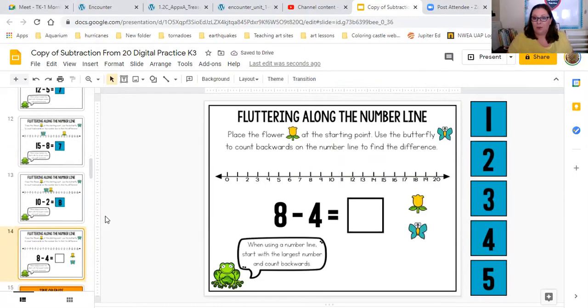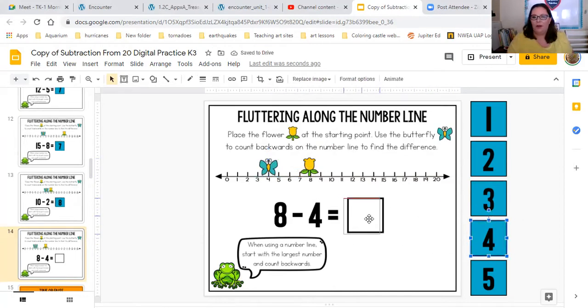And our last one for our review, we have 8 minus 4. Let's put that flower, I keep trying to call it a tulip because it looks like a tulip, on the 8, and we'll put our butterfly up here. We're going to count back 4. 1, 2, 3, 4. So 8 minus 4 is 4.